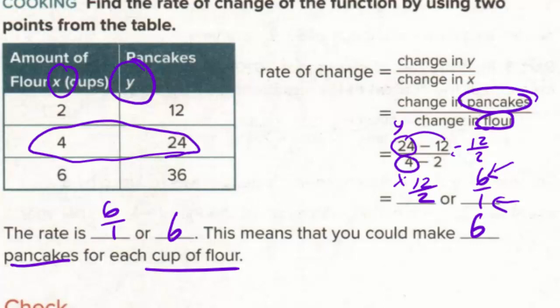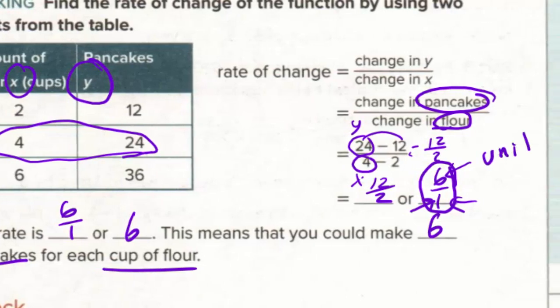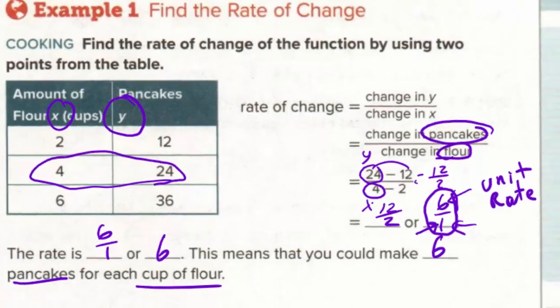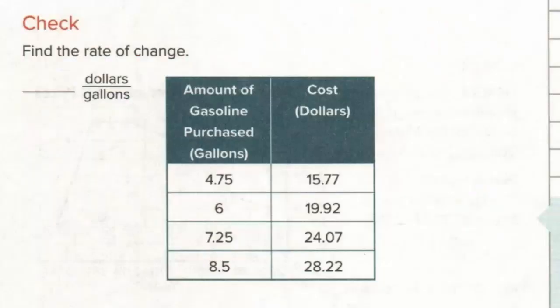And by the way, a little side note you might want to add to your foldable if you're doing this. Whenever you have a ratio or a rate that is compared to 1 on the bottom, that's called a unit rate. And when you want to compare things of different rates, you convert them into unit rates, and you compare the unit rates to see which one's bigger, which one's smaller. Go ahead and pause the video and attempt to check.